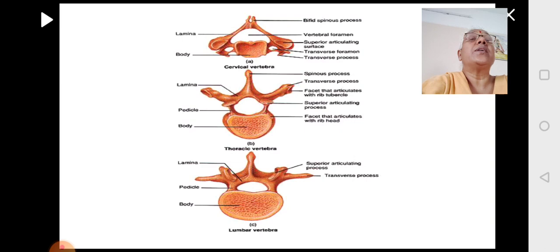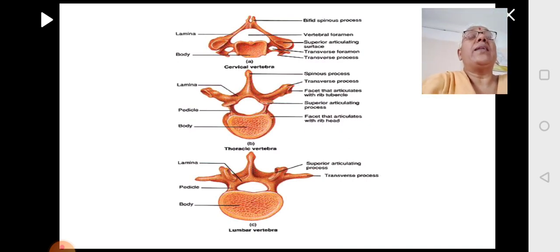Look how the shape of the body differs from oblong to heart shaped to kidney shaped, and how the size increases from cervical to thoracic to lumbar. The body size increases, and look at the vertebral arch. The vertebral arch is biggest in the cervical vertebrae, smaller in thoracic, much smaller in lumbar vertebrae.